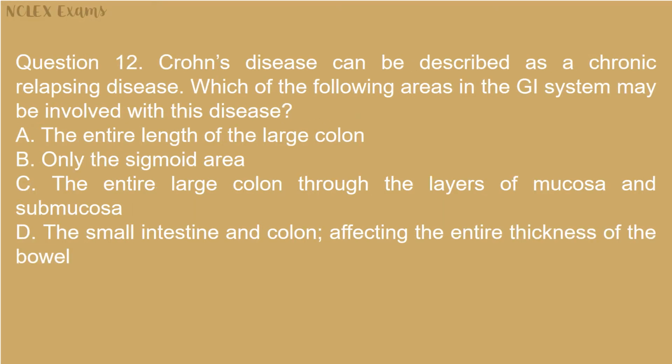Question 12. Crohn's disease can be described as a chronic relapsing disease. Which of the following areas in the GI system may be involved with this disease? A. The entire length of the large colon. B. Only the sigmoid area. C. The entire large colon through the layers of mucosa and submucosa. D. The small intestine and colon, affecting the entire thickness of the bowel.